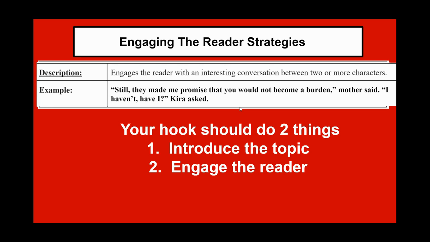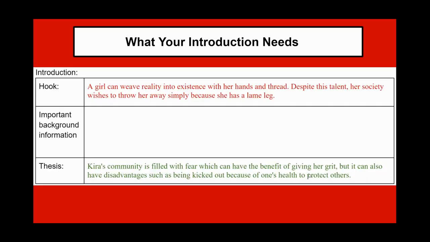Lastly, we have description. This is where you use an interesting conversation between 2 or more characters. And I have, "Still, they made me promise that you would not become a burden," Mother said. "I haven't, had I?" Kira asked. All of these engaging strategies that I showed introduce the topic and engage the reader and would get you full points. You are going to now add your hook.